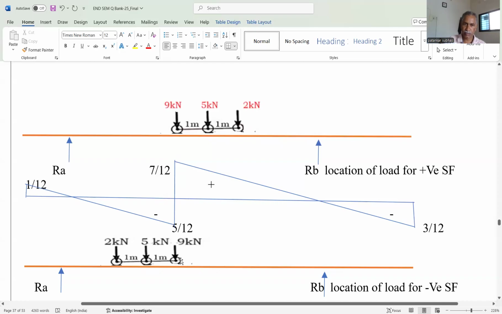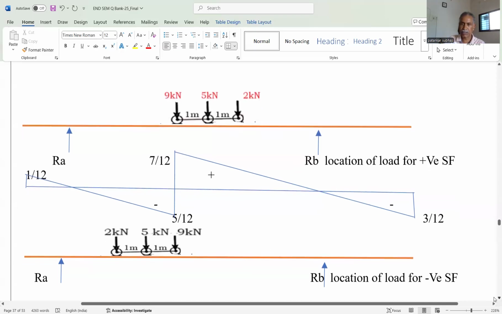Similarly for negative shear force, repeat the same procedure. 9 kilonewton will be put over the maximum negative ordinate, 5 by 12. Here also negative is there, but this is 3 by 12, which is smaller than 5 by 12. That's why this is the location of the load for the maximum negative shear force. This is the location.